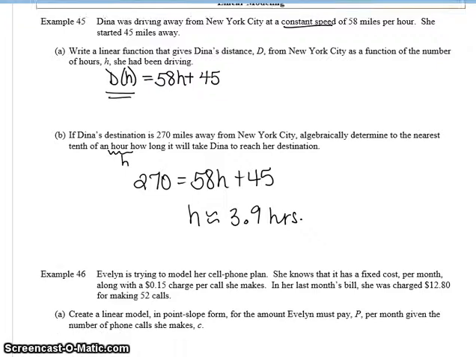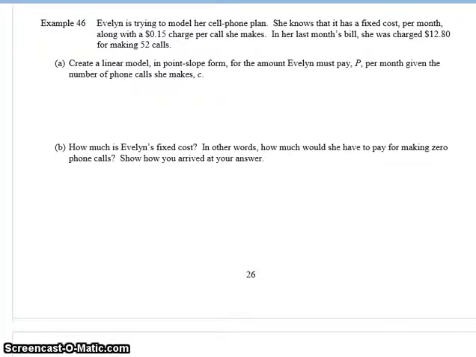Okay, example 46. Evelyn is trying to model her cell phone plan. She knows that it has a fixed cost per month. So think about that. Every month, your cell phone carrier charges you a monthly fee regardless of how much data you use, regardless of how many calls you make. Okay, but it says she has a fixed cost per month along with a 15-cent charge per call she makes. In her last month's bill, she was charged $12.80 for making 52 calls. Create a linear model in point-slope form for the amount Evelyn must pay, P, per month, given the number of phone calls she makes, C.